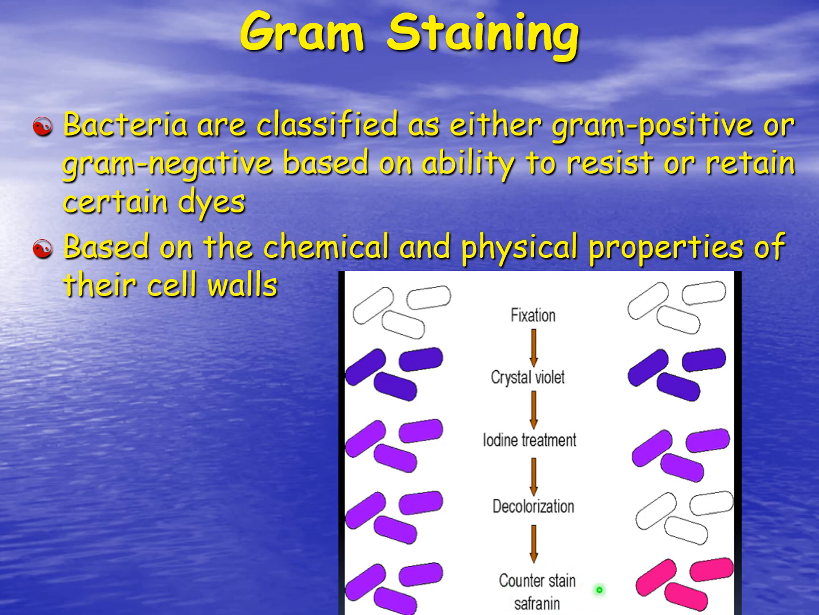Then we are going to counterstain with the secondary stain called safranin. It's a reddish stain, and so those cells that decolorized in the third step will take up the safranin stain and appear reddish. Those that retain the crystal violet will remain purple. Those that retain crystal violet are gram positives, and I always remembered it this way: positives are purple. Those that lose the crystal violet in the decolorizing step and take up the safranin and display it will be known as gram negatives. And so the red color has kind of a negative connotation, and that's the way I remembered those.